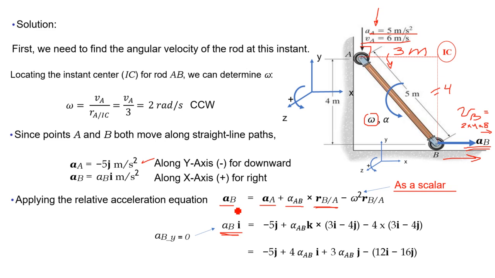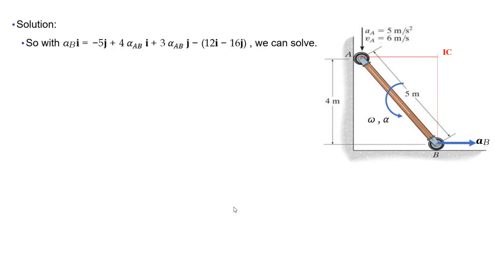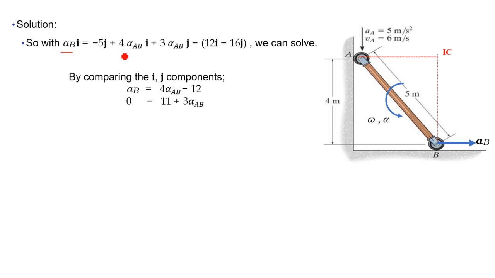Solve for that side. Okay, now you can see that we have the i's and the j's. And I can solve for the alpha_AB first by using the j's: on the left, the j on the right is 0. So I can say that the a_B i is equal to 4 alpha_AB i minus 12i. Okay, and that's what we have for this equation. Now for the j, here we have the j 0 on the left side, and here we are going to have minus 5.